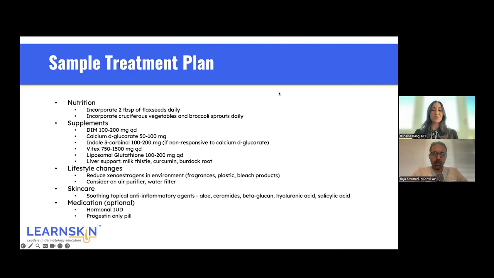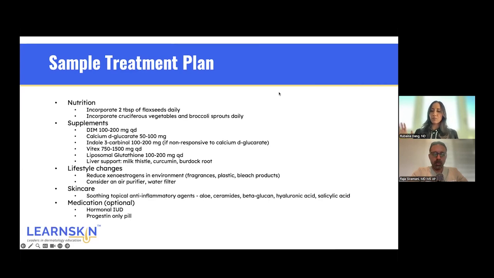Liposomal glutathione is almost essential in most of my treatment plans to help with detoxification because it's a master antioxidant. That's usually where I start. And then another thing that I didn't add in is castor oil packs topically to the liver too. Doing that 20 to 30 minutes a couple times a week is one of the best ways to help with supporting that drainage process as well.